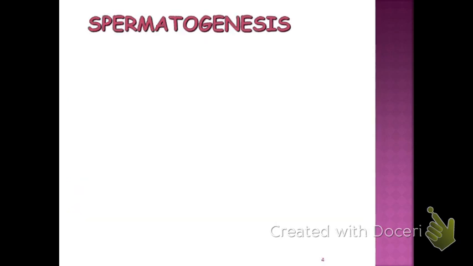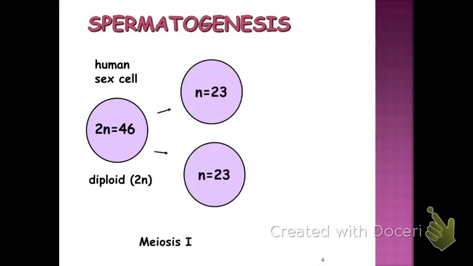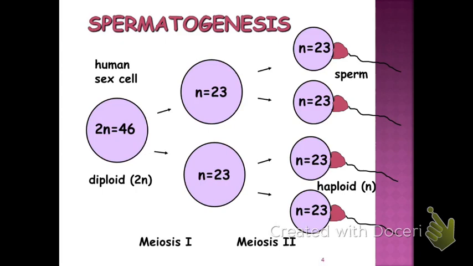Right, so let's break down spermatogenesis. So in spermatogenesis, we have a human sex cell, right? So we start out with a diploid cell with 46 chromosomes. Through the process of meiosis 1 and meiosis 2, we result in 4 different sperm cells that all are haploid and have 23 chromosomes. Okay, so in spermatogenesis, we are getting 4 sperm cells that are created.